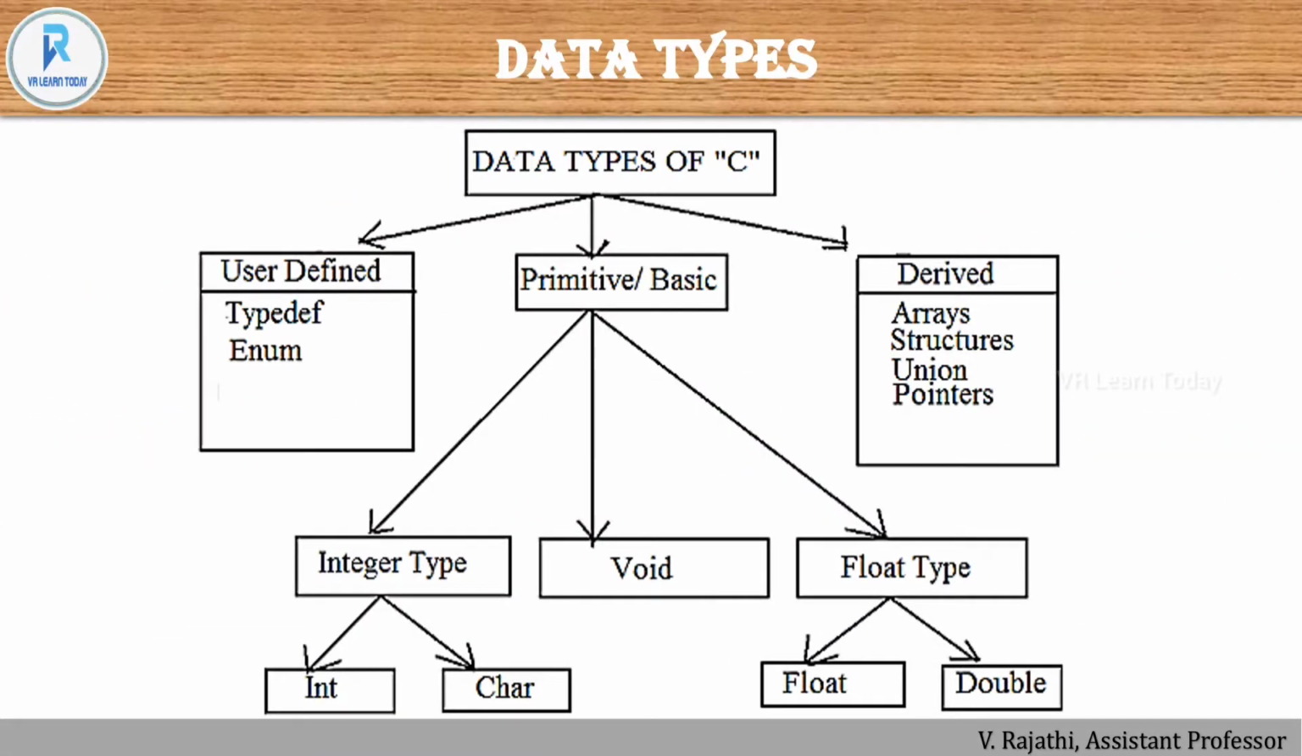First we have to understand the types of data types. These are the types: user defined, primitive or basic, and derived. In the user defined data type, we have enumeration and typedef, and in derived we have array, structure, union, and pointers. The primitive, or basic data type, is nothing but integer, void, and floating. The integer type is subdivided into two, int and character. In the float type we have two types, one is float, another one is double.